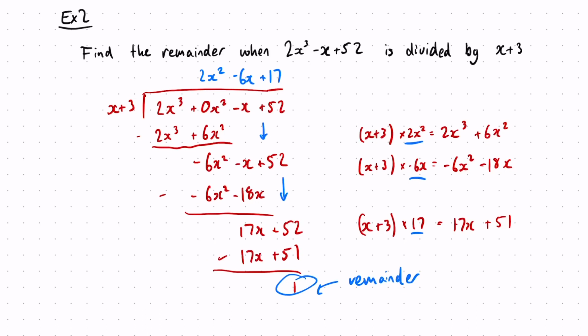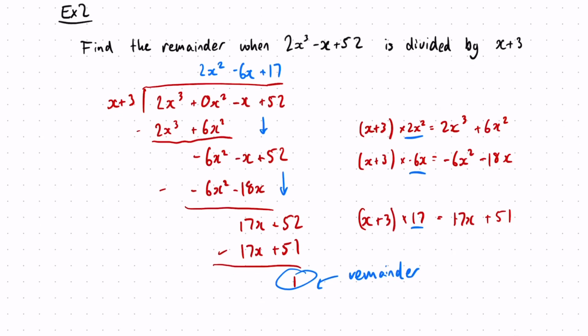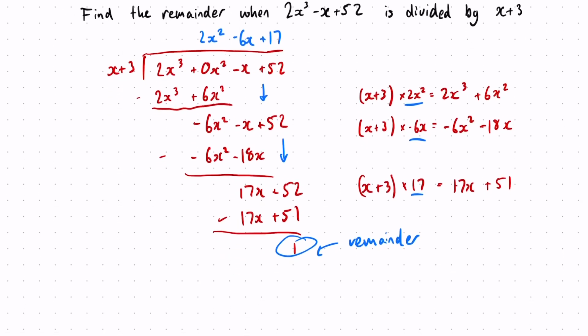So that's the answer, because we only wanted to find the remainder. It says find the remainder when 2x cubed minus x plus 52 is divided by x plus 3, so our remainder is 1. It does help if you take this out of the division and write a final little statement, which is just: the remainder is 1.